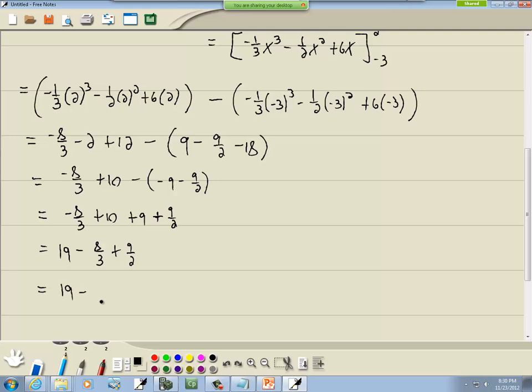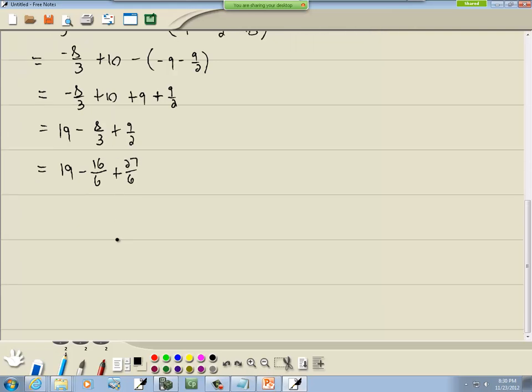I'm going to get a common denominator here, which would be 6. So multiply the bottom part by 2, multiply the top part by 2. Here I multiply the bottom part by 3, multiply the top part by 3. 27 minus 16 is 11. So plus 11/6. Get a common denominator.